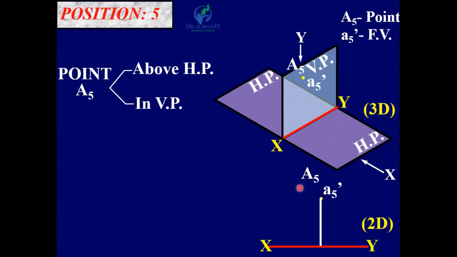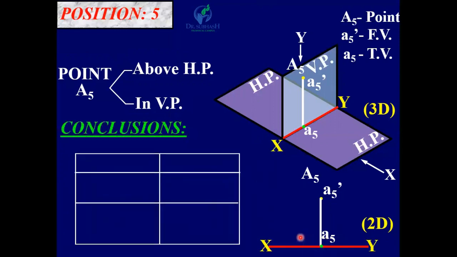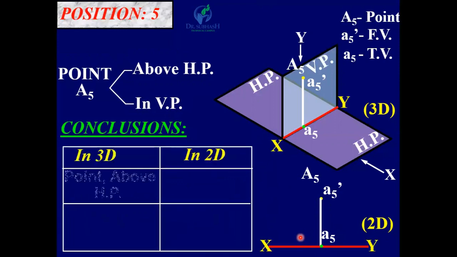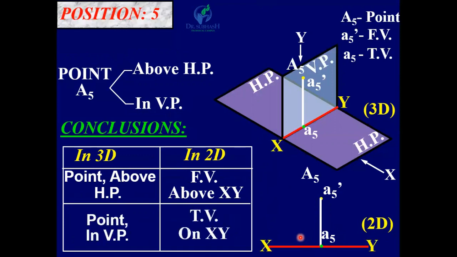Okay, now looking from top, its top view is on XY line. You can see here A5. So A5 is the top view. So here you can see top view is on XY line. Point is in VP, so that's why its top view is on XY line. So conclusion, in 3D and 2D, point above HP, front view above XY, point in VP, top view on XY. Okay. Now let us see next position.